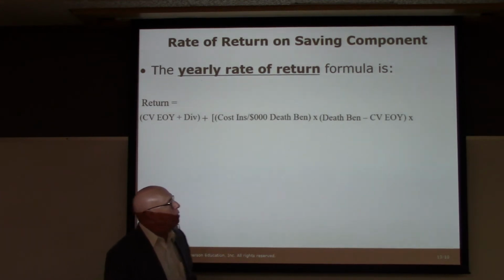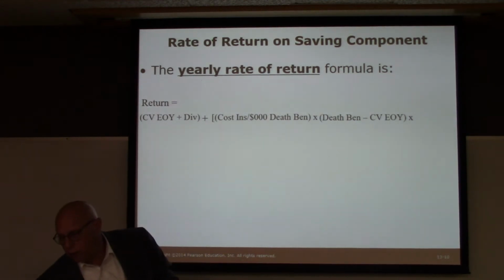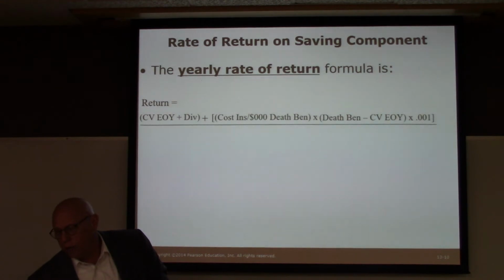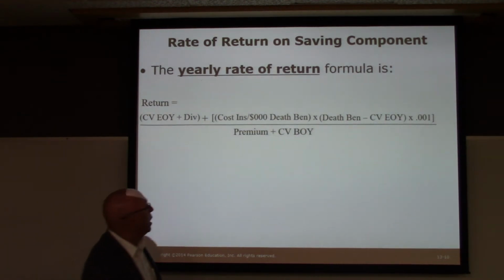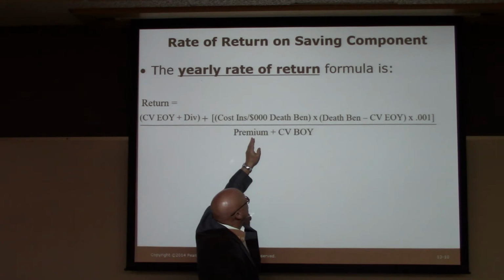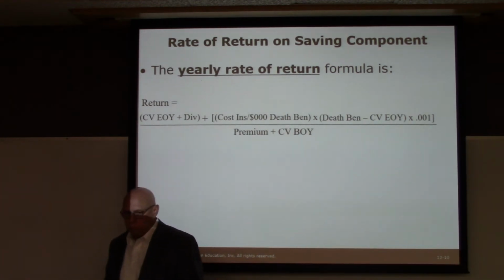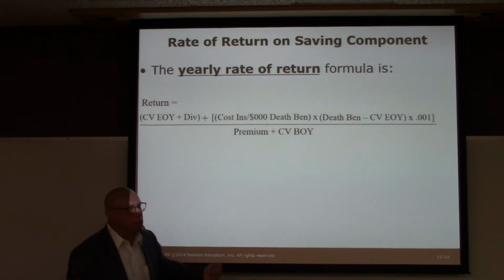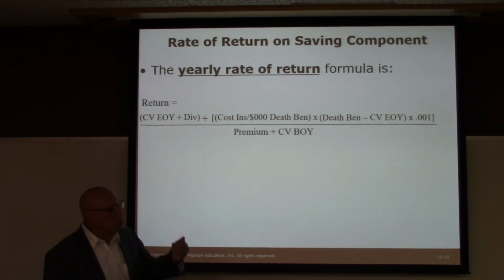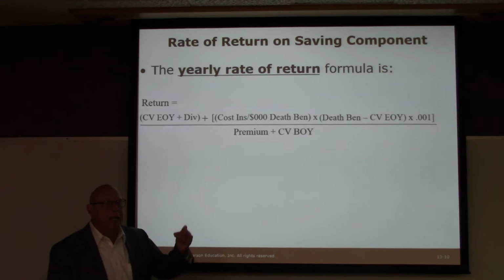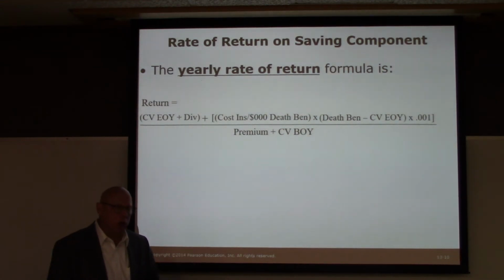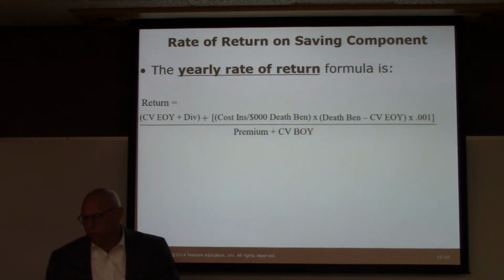Times the death benefit minus the cash value at the end of the year, times 0.001, and you divide all of this by the annual premium plus the cash value at the beginning of the year. What are you trying to do? You're trying to do basically the Linton yield. You are trying to identify the rate of return that is earned on your accumulation value.